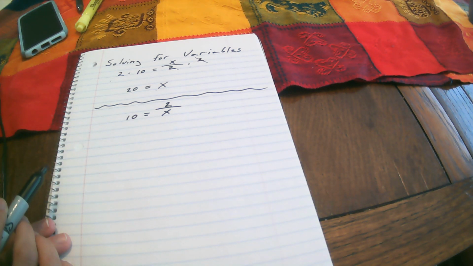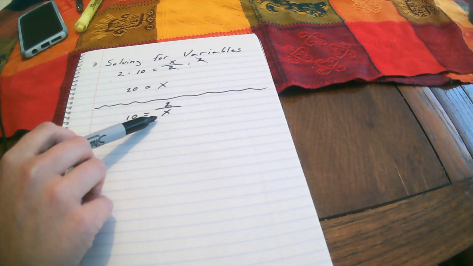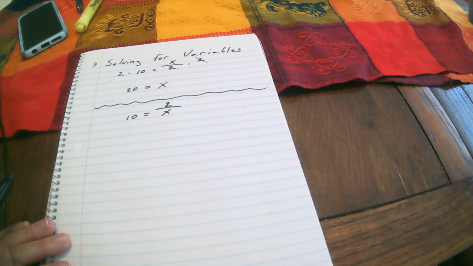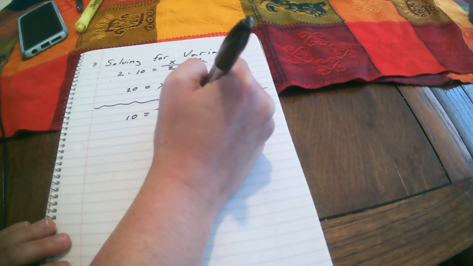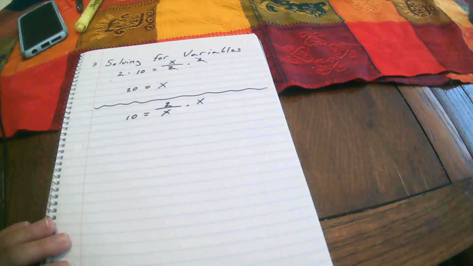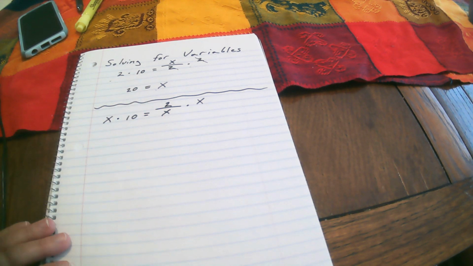I'm going to use the same pattern that I did up here. If something is dividing the top number, I get rid of it through multiplication. So I'm going to multiply this side by x. I'm going to treat the letter just like a number, and I'm going to apply my math rules. Whatever I do to one side of the equation, I have to do to the other. So I'm going to multiply this side by x as well.